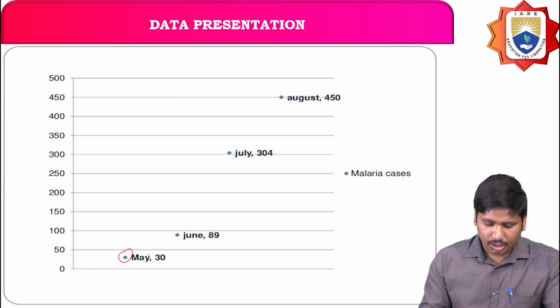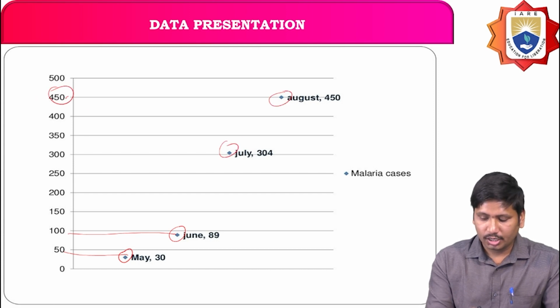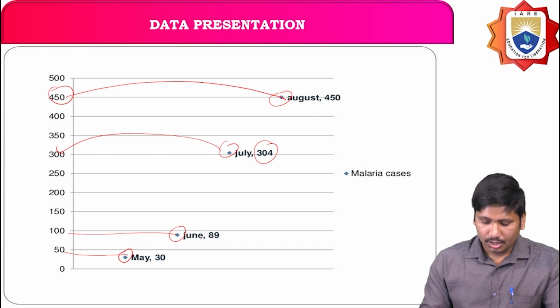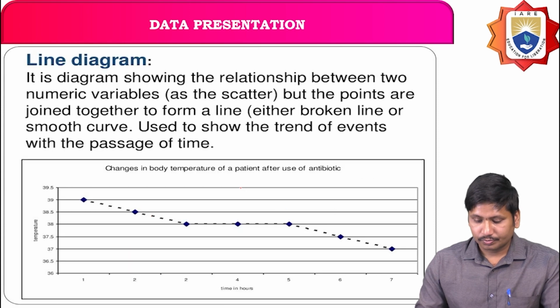Suppose I want to represent how many malaria cases there were in June 2009, like this. This should be the value corresponding to July, and then August. It should be around 400 cases in August, and 304 cases available in July, and then 89 pairs available here in June and May. So all of these will be considered as dots. You can call it a dot diagram or scatter diagram.